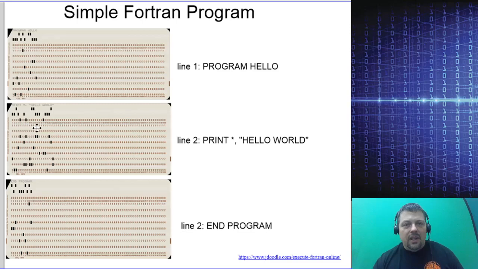Okay, so here's an example of a simple Fortran program on one of those old punch cards. The first line is "program hello", which tells the computer to initiate a new program, and its name is hello. And the second line, and this is the simplest possible program, tells it to print out to the console, "hello world".